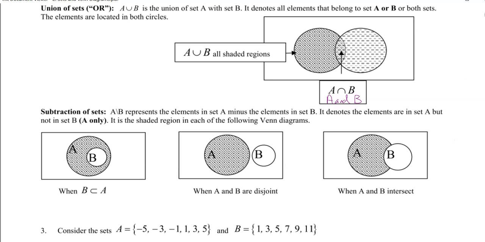Subtraction of sets. A \ B. Now the only place you're going to see that's in the textbook. Okay? But if you're doing a question in the textbook, you see a backslash. What it means is represents the elements in set A minus the elements in set B. It denotes the elements are in set A but not in set B. So the way that I would say that is only A or A only. Okay? So it's the ones that would be here, right? This is A only or only A. What do you prefer? Call it A only. Call it B only. Right? A and B.